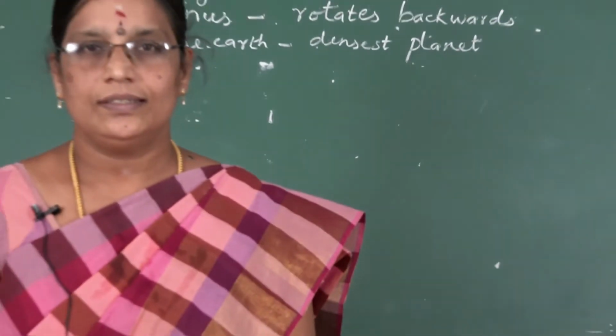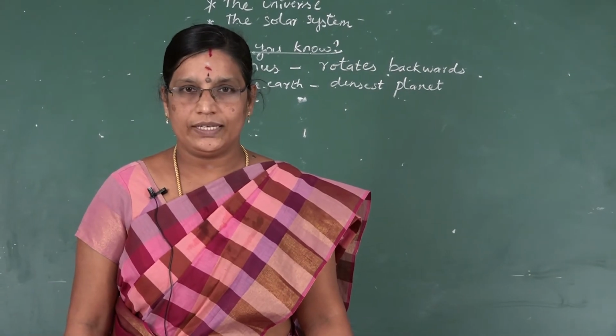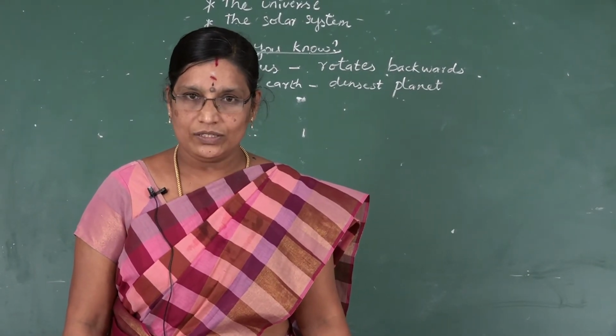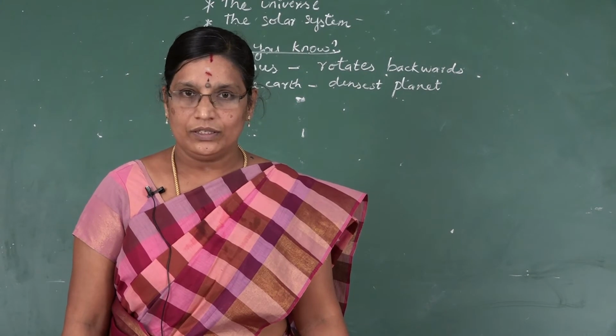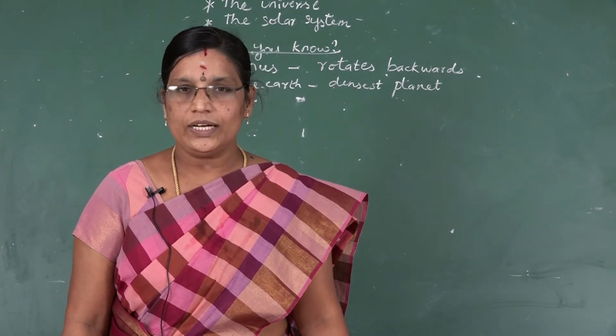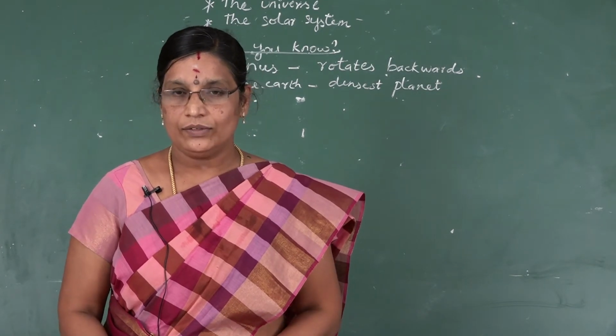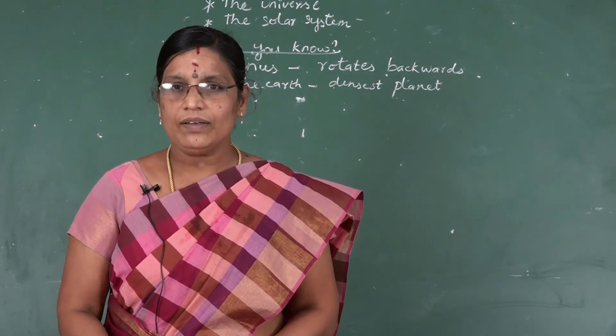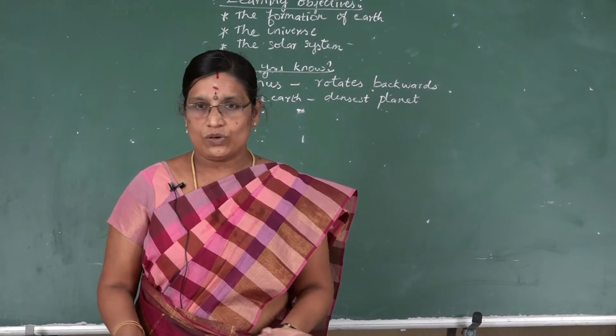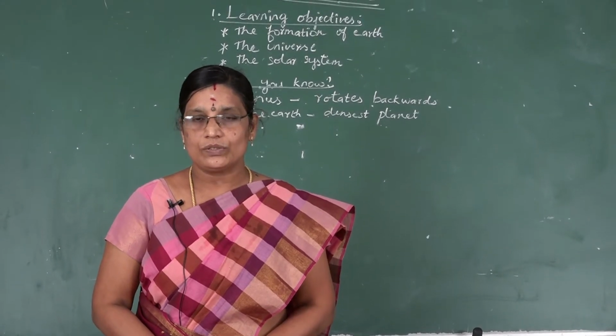Dear students, we learnt about the features of the Earth. Where is it located? Do you know? The Earth is located in one of the Milky Ways. What is called Milky Way? The Milky Way contains billions of stars. It is in the universe.